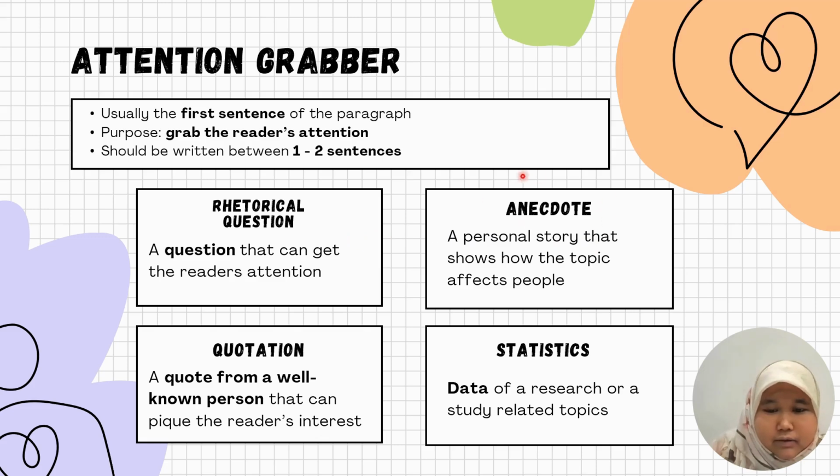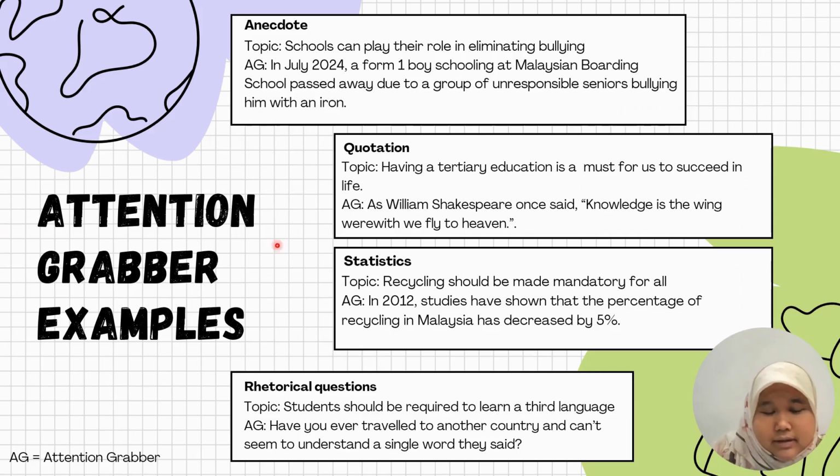An anecdote is a personal story that shows how the topic affects people. Then you have a quotation, which is a quote from a well-known person that can pique the reader's interest. And lastly, you give statistics, which is data from a research or a study related to the topic. So let's look at how you use these attention grabbers. Firstly, the anecdote.